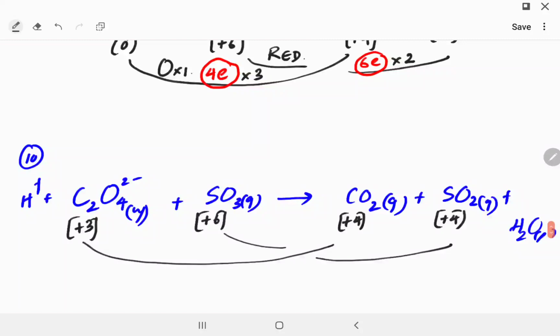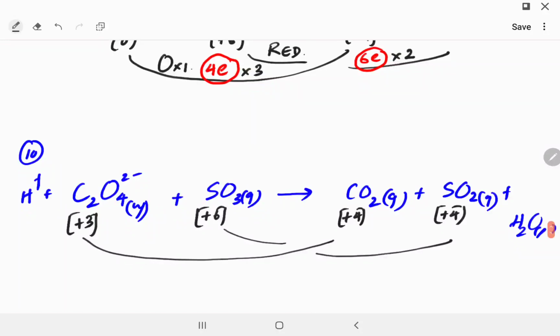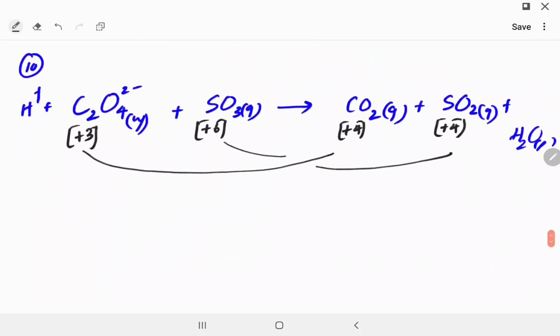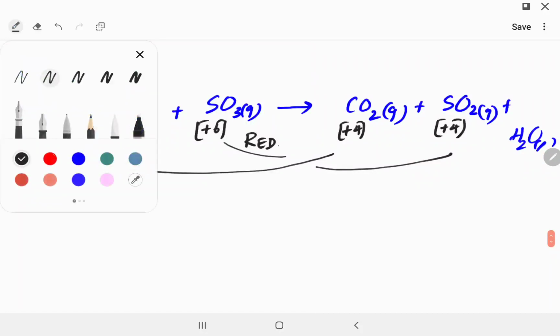So carbon is increasing its oxidation number, so this right here is your oxidation. SO3 going from 6 to 4, so that is reduction. So sulfur is reduced. Let's get the electron difference.